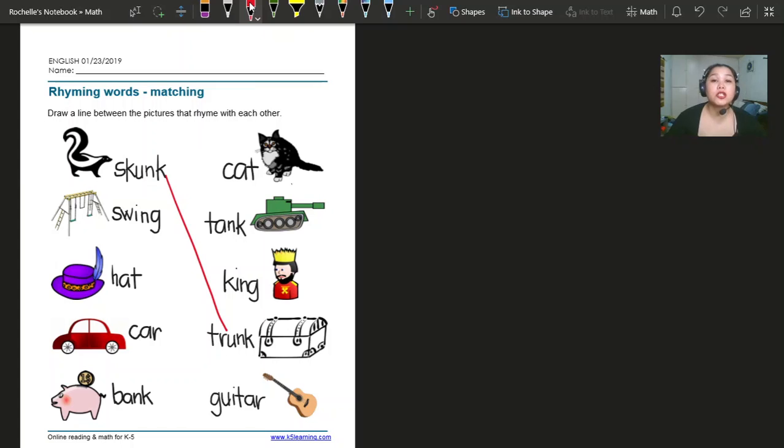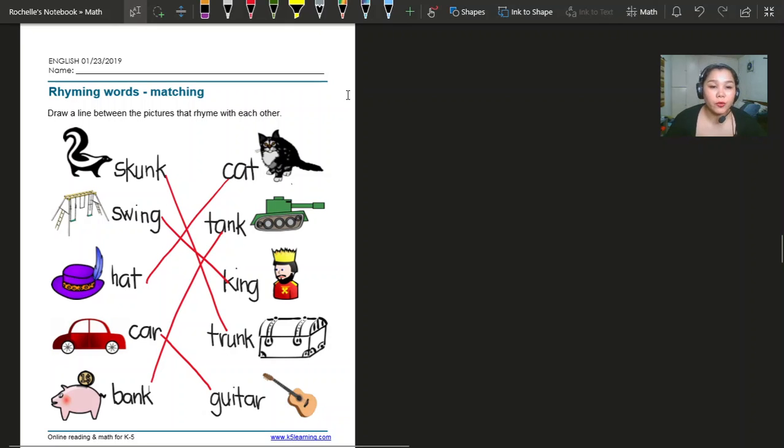So skunk, trunk. How about swing? Swing, it's king. Okay. Next, hat, very easy. So hat is paired with cat. And then car, it's guitar. Okay, so although the guitar is a longer word, it still rhymes with car. And then bank, it rhymes with tank. So that is how you identify which rhymes with the given word.